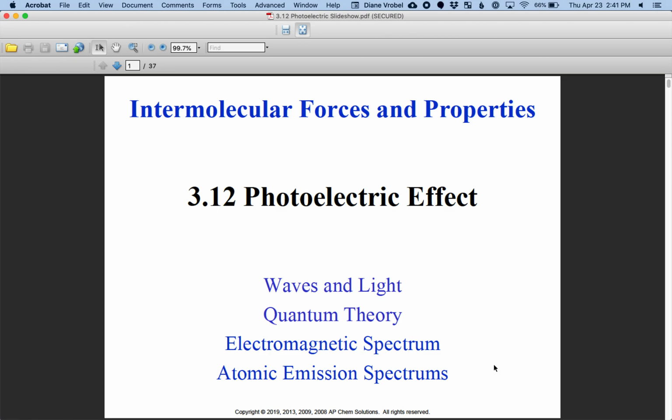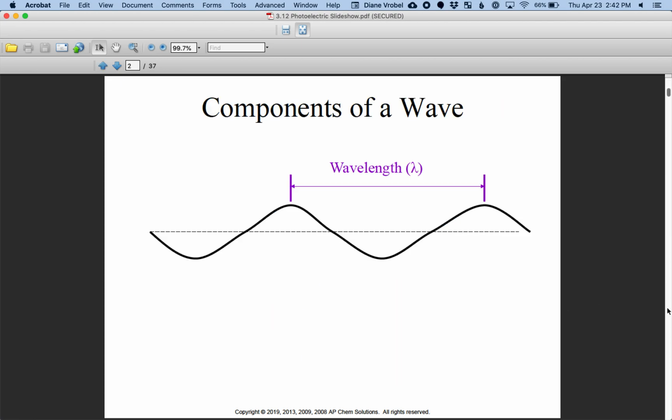Looking at the photoelectric effect, and we're going to see the relationship between waves, light, quantum theory, the electromagnetic spectrum, and atomic emission. So when you are looking at a wave, notice that the wavelength is actually crest to crest, or it could be trough to trough, and the symbol for wavelength is lambda.